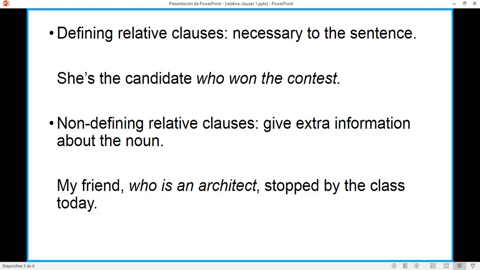Is it necessary to add who is an architect? It is necessary or is not? No, it is not necessary. Okay. My friend stopped by the class today. But if you want to add extra information, we can say who is an architect, who is my best friend, who is nice with me, who is tall. Yes? Okay now?